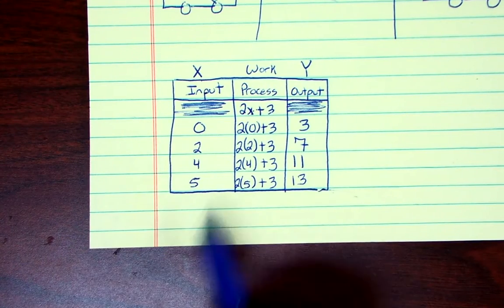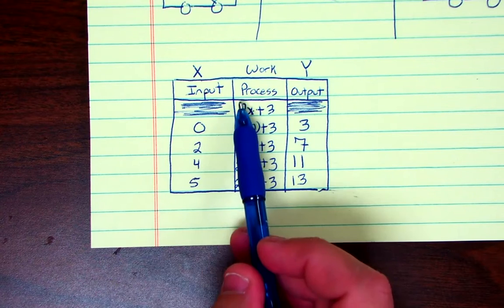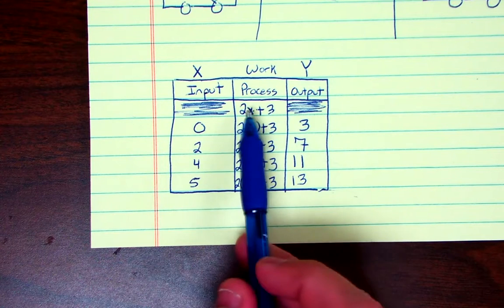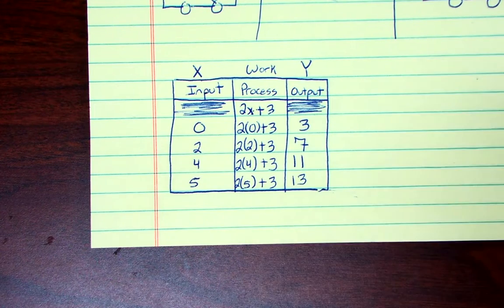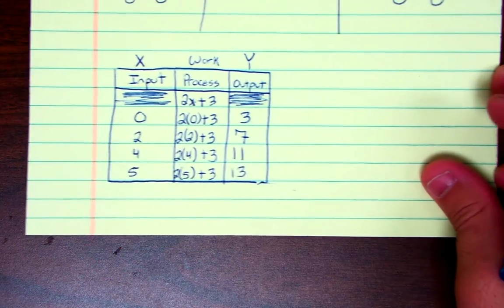Done. You're inputting wherever you have your X. You're doing the process, which is the work. You're getting an output, which is your result. Done. Let's try another one.